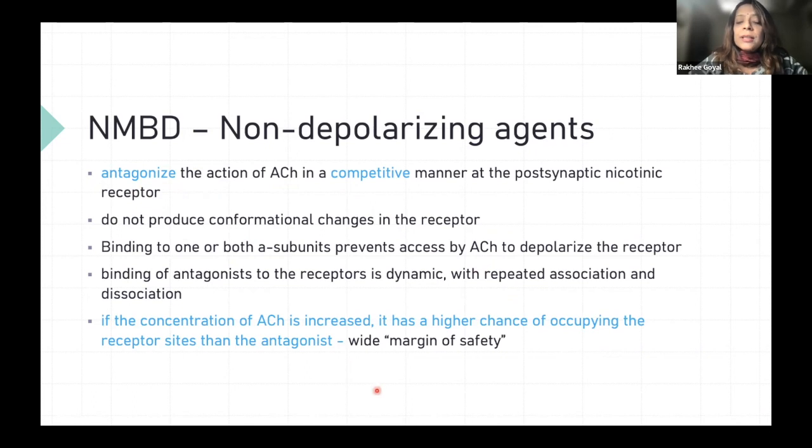Now, what we should understand clinically is if the concentration of acetylcholine is increased, it has a higher chance of occupying the receptor sites than these non-depolarizing agents. So we do have a wide margin of safety when we use these muscle relaxants.